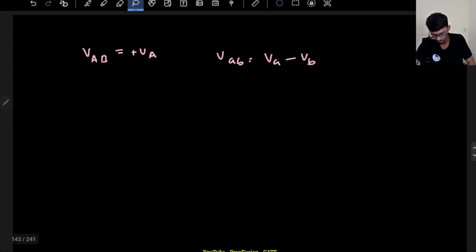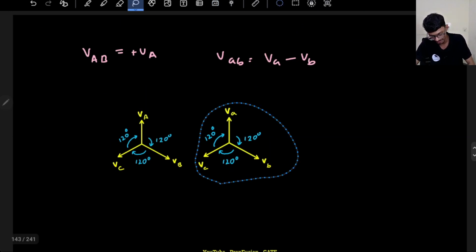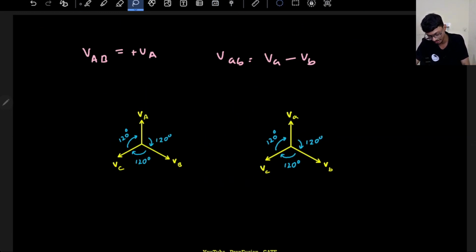So what is this? I will try to solve it. I can directly say that VAB, capital AB, will be in the same phase as VA. Okay, so this is the high voltage winding phase sorted. What about the low voltage winding? So let's solve for the low voltage winding.